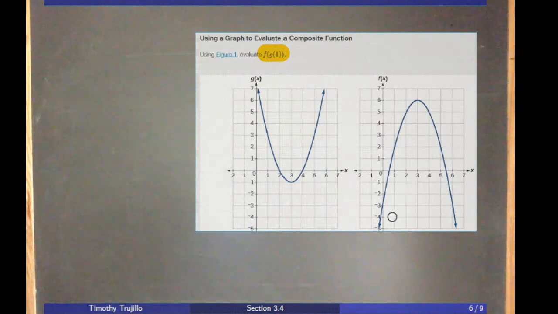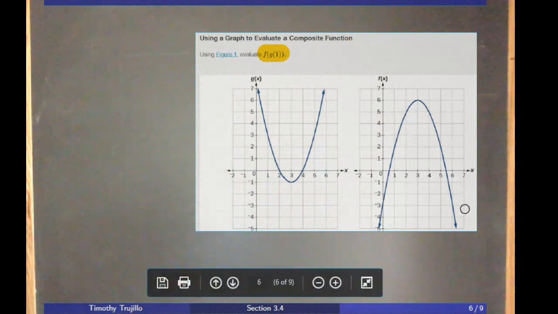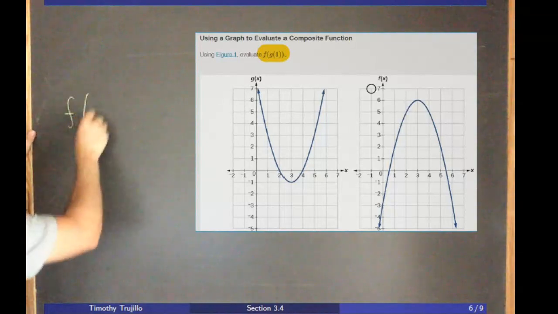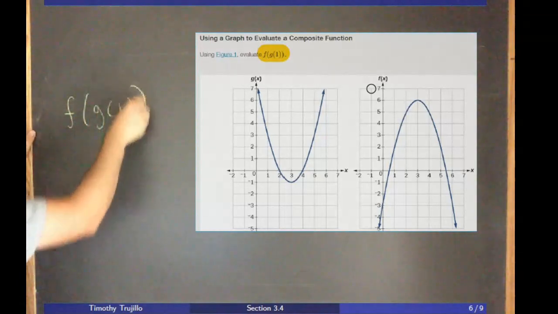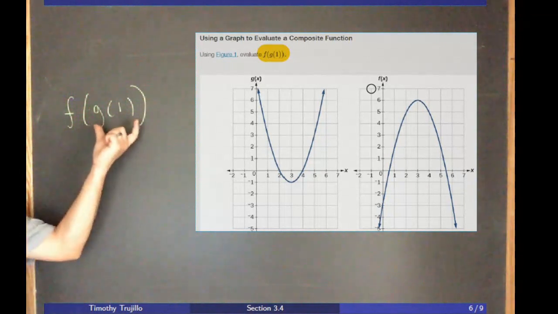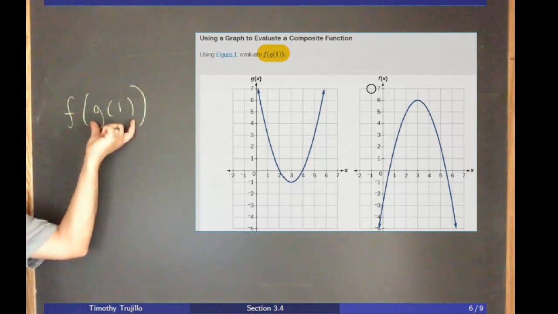What you're seeing here is the graph for f, over here, and here is the graph for g. What we're going to compute is f composed with g evaluated at 1, so f of g of 1. The first thing you want to do is plug 1 into g. The inside of the f parentheses is just g of 1. So what is g of 1?